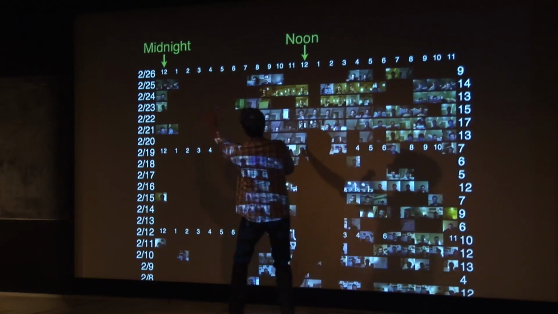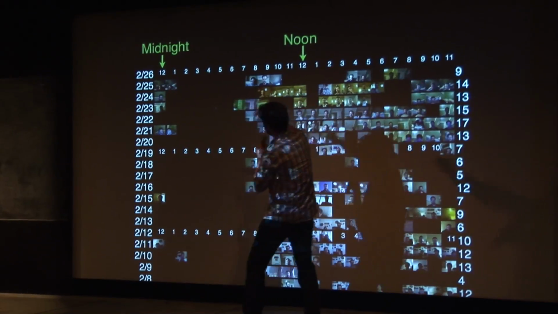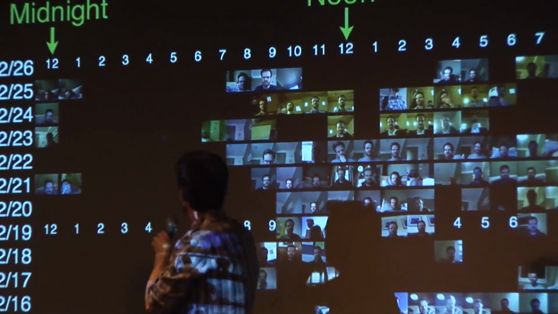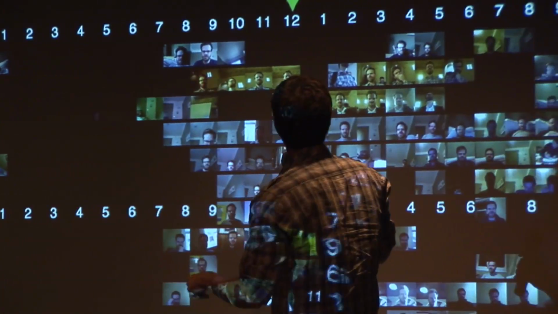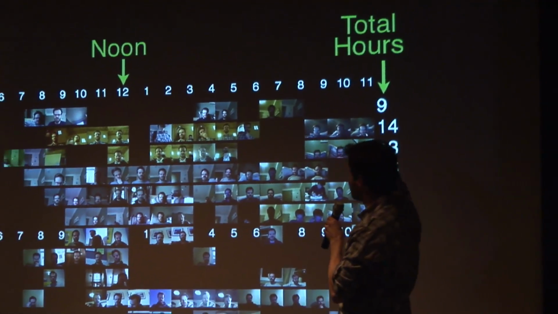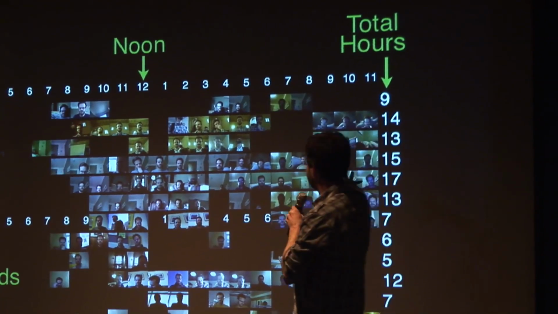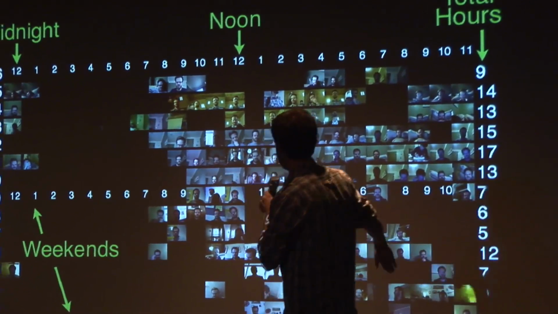So every day is a line. Midnight's over here, there's noon. You can see I've been up lately here. There's a really faint one here. I guess I couldn't sleep when I was up in the middle of the night. Over here, you get the total number of hours that the computer's on that day. This was a lot of work leading up here. And then you can see the little bars which indicate the weekends there.